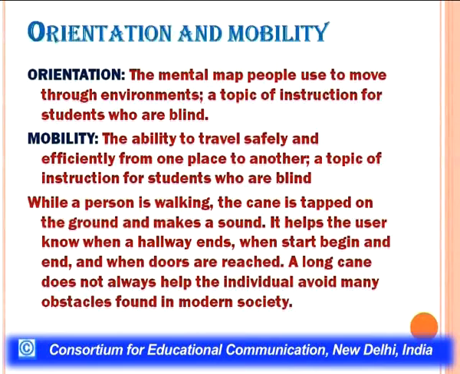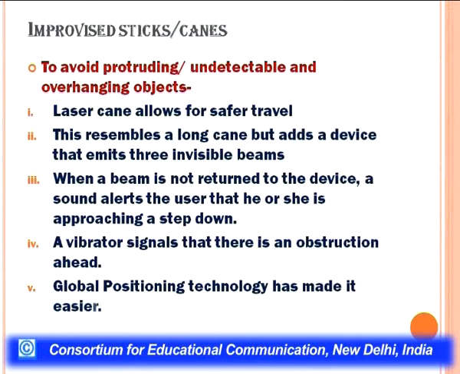So these two topics are very important. First is the mental map, and the second is the ability to travel safely and efficiently. While a person is walking, the cane is tapped on the ground and makes a sound. It helps the user know when a hallway ends and when doors are reached. A long cane does not always help the individual avoid many obstacles found in modern society. So there is again a technology which has made this kind of cane or stick very useful. To avoid protruding, undetectable and overhanging objects, there are improvised sticks and canes.